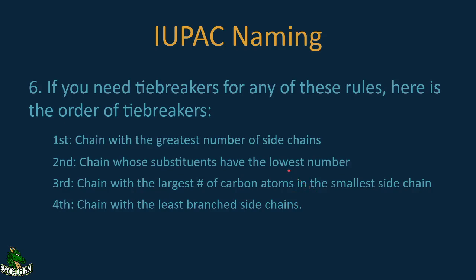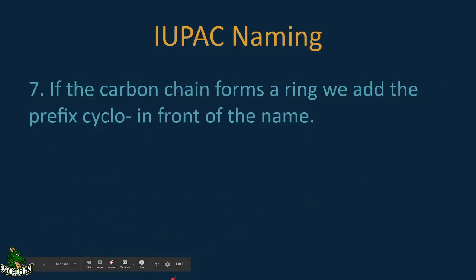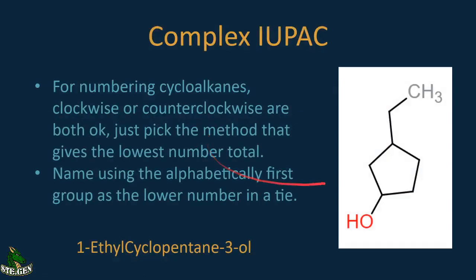And then fourth, the chain with the least branched side chains. You are basically never going to get this far, so don't worry about needing that rule. And then 7, if the carbon chain forms a ring, we add the prefix cyclo in front of the name. Now, I'm going to explain that in a little bit more detail.